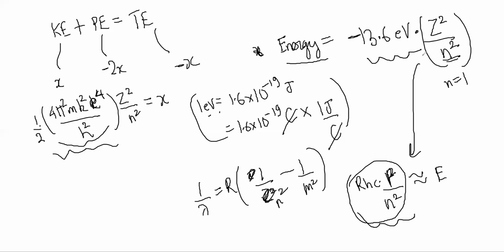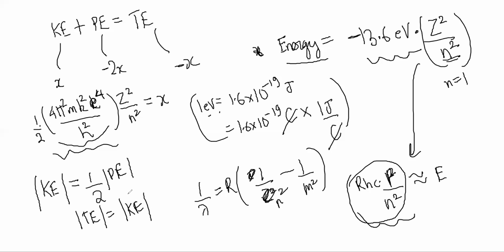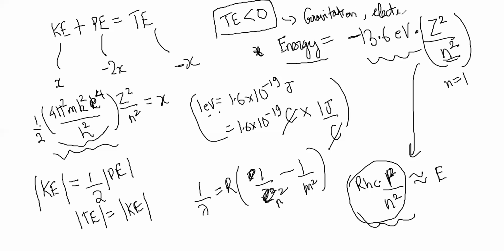Makes sense. Also remember that the magnitude of kinetic energy is equal to half of the magnitude of potential energy, and the magnitude of total energy is equal to the magnitude of kinetic energy. And total energy turns out to be negative, less than 0. This observation you will find in gravitation also, in electrostatics also, any time there is a bound system.